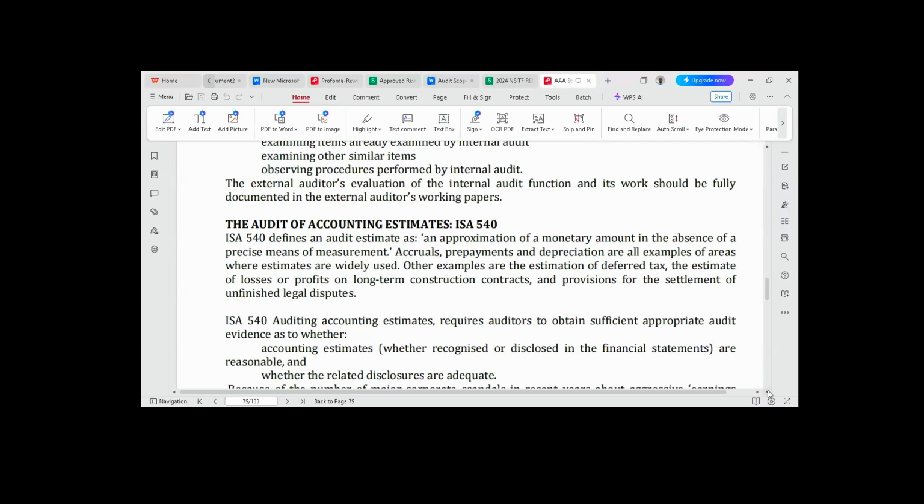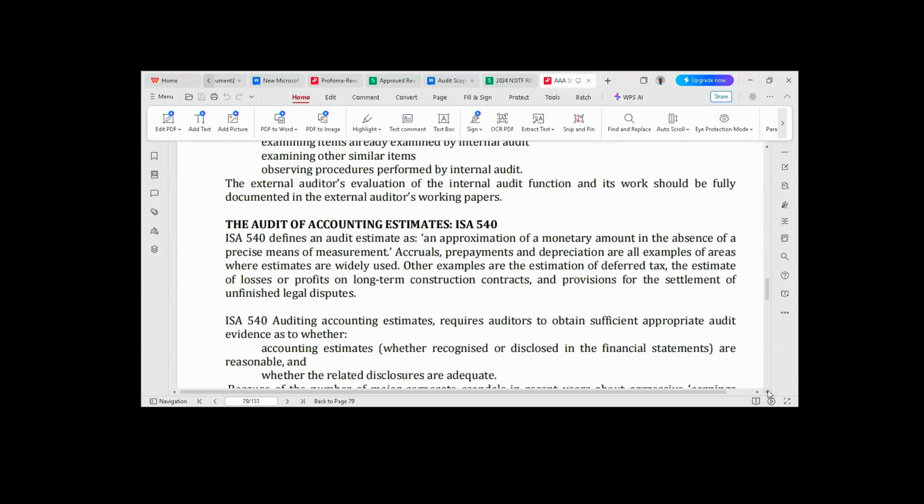So what does that mean? It means that for you to have talked about accounting estimate, that means you don't have the actual figures. You don't have the actual amount. You don't have the actual balances. Hence, you are going to do what? You are improvising. Hence, you are approximating. Okay?